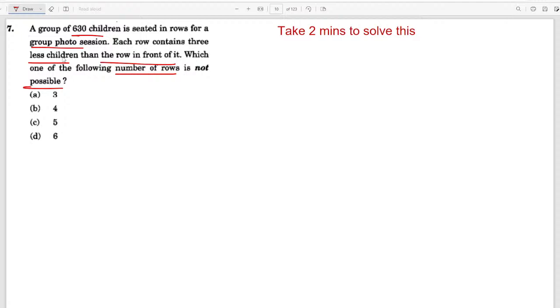So each row contains 3 less children than the row in the front. Let the number of students in the first row be n. In the second row, the number of students would be n minus 3, and in the third row, n minus 6. This is what they are saying: each row has 3 less students than the row in front of it. The minimum possible value they have given is 3.